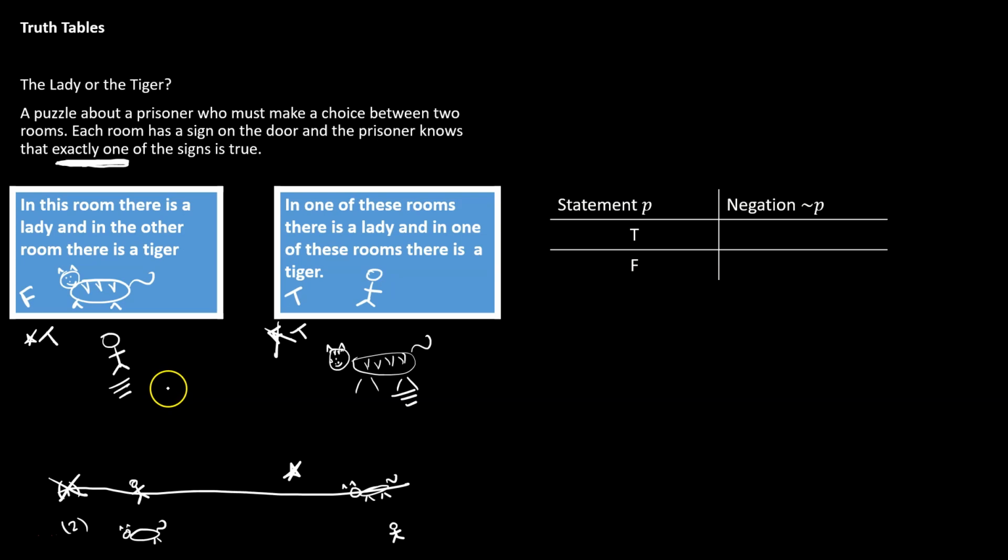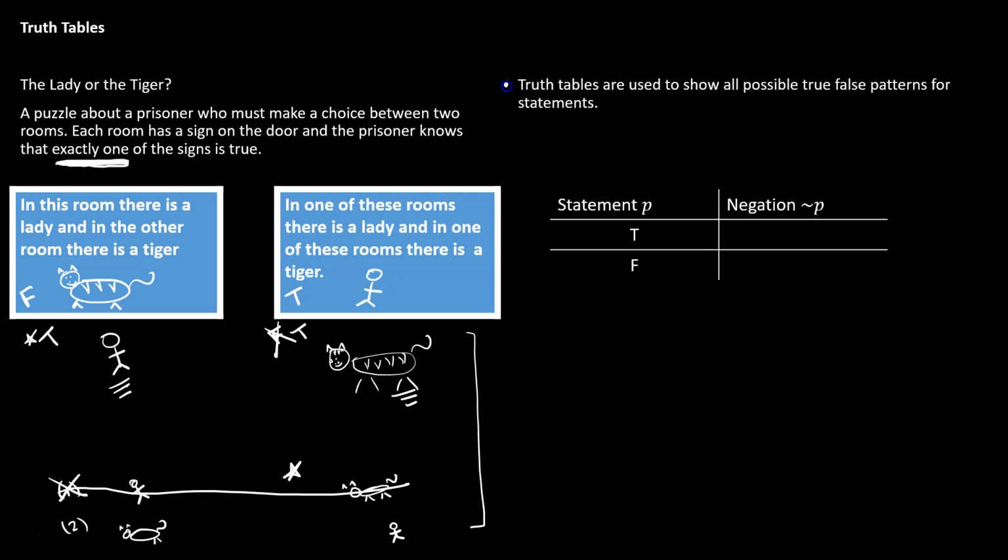point, unfortunately. I wanted to show you that trying to consider all the possibilities for a true or false outcome can be really complicated if you're just thinking about it in your brain or even drawing very terrible pictures. But a truth table will help you sort through all of that without letting your head get spinny. And that's because truth tables are used to show all possible true-false patterns for a statement.